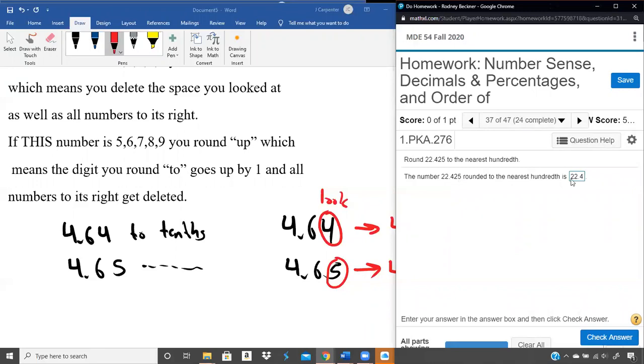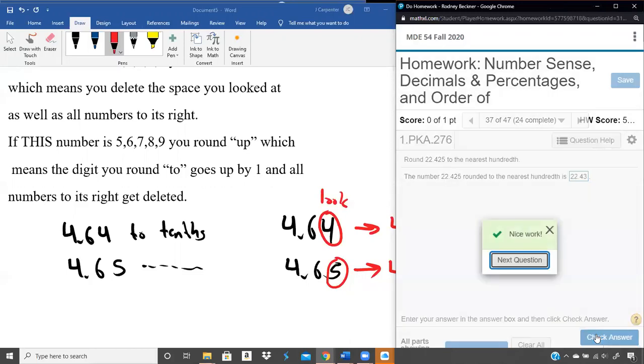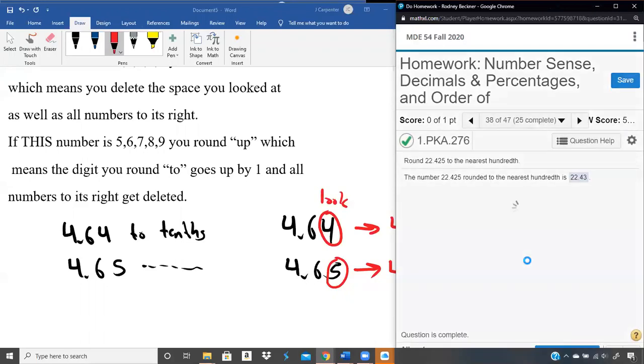I like to do those rush situations to show how we can make mistakes. And I've definitely done them unintentionally. But anyways, so we're looking at the 5. The 5 says to round up. Now we're going to get rid of that 5, but the 2 to the left of it should become a 3. So let's try 22.43. All right, let's check it again. We're supposed to round to the nearest hundredth. So the 2's in the hundredths. So we look at the 5. 5 says round up. 43. I think everything's good. We hope it's good. All right, we got it right that time. Perfect.